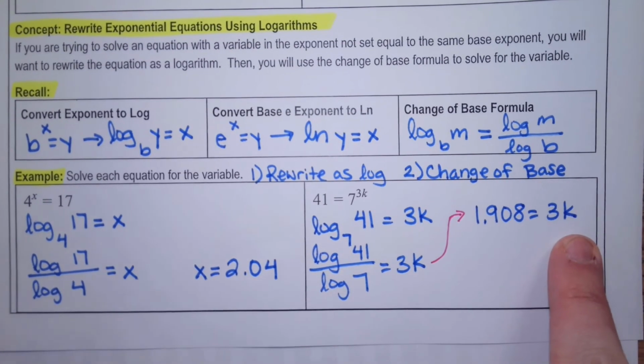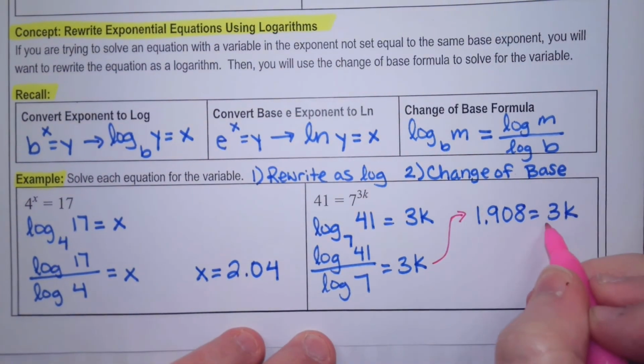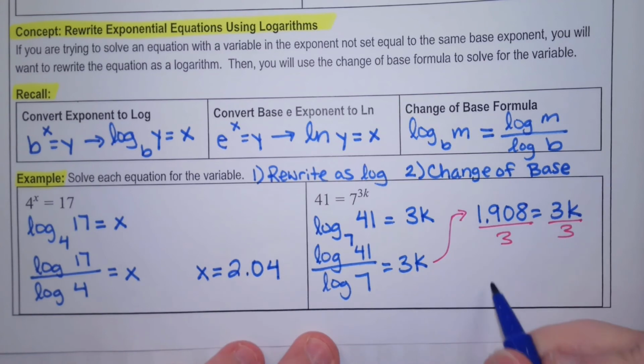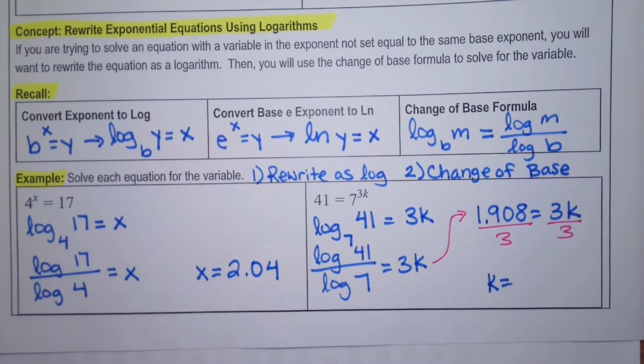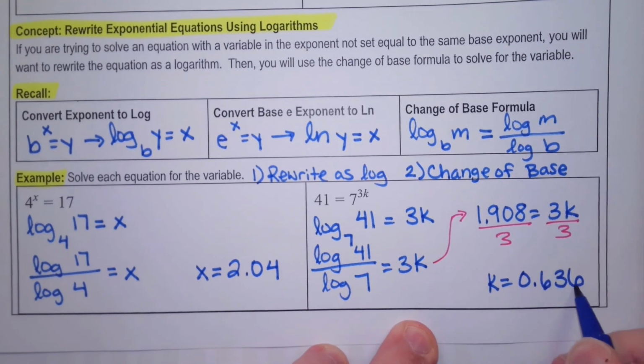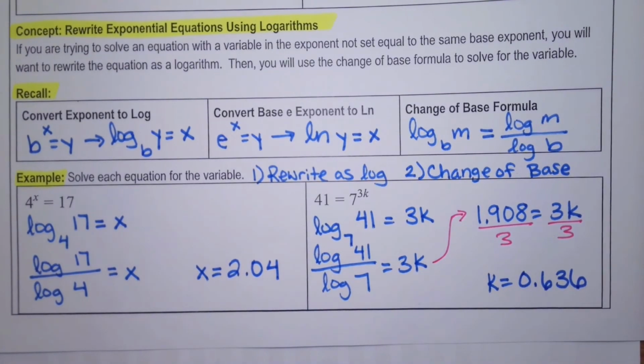Now, there is still one more step we need to take. We now need to divide by 3 to get k by itself. So we get 0.636. All right, that's our first page. We are now going to move on to page 2, where the problems are going to get a little bit harder.